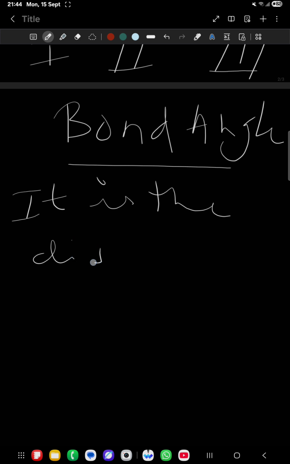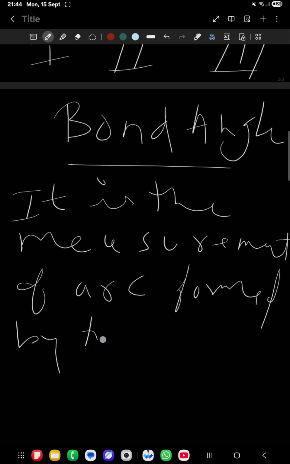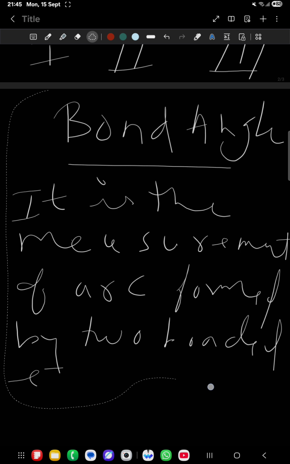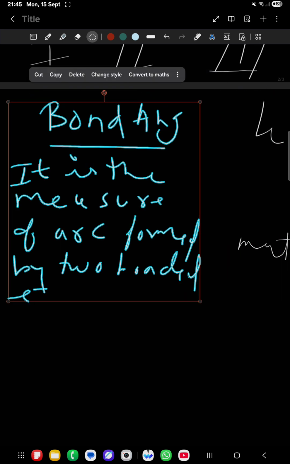distance, sorry, it is not the distance, it is the measurement of arc formed by two bonded atoms, two bonded electrons. For example, let's see an example. Two bonded electrons के बीच का जो distance है उसको क्या कहते हैं? Bonded electrons के बीच इसको कहते हैं bond angle.